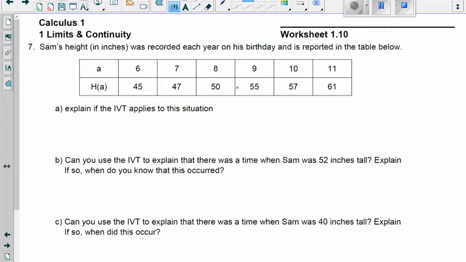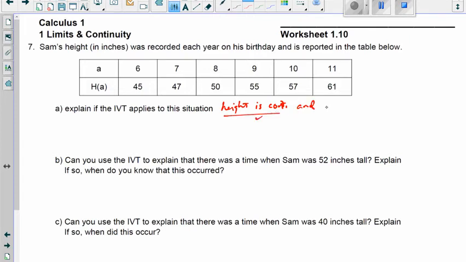So first thing, they didn't tell us this. Is it continuous? Well, this is a kid growing. So you don't skip right from one height to the next, from 45 to 47 inches. You hit every height between. So we could say height, kind of a natural thing, is continuous. Okay. And there's our first statement we checked off.